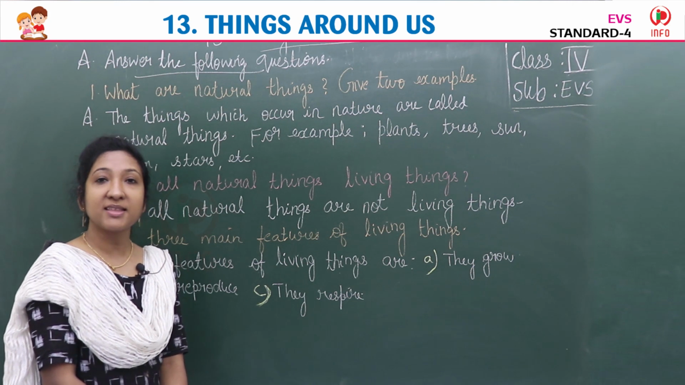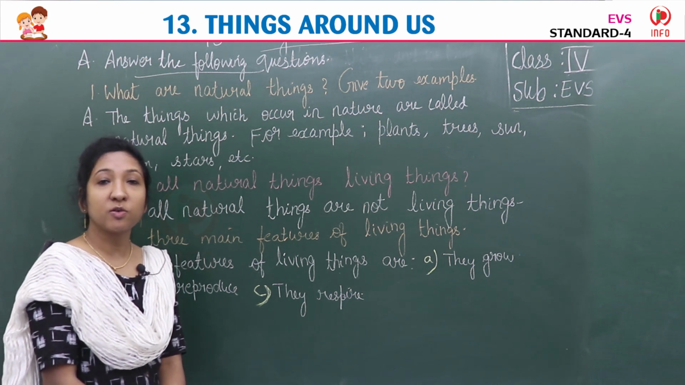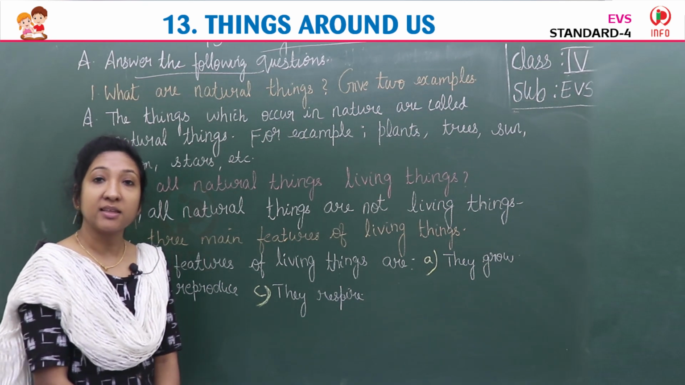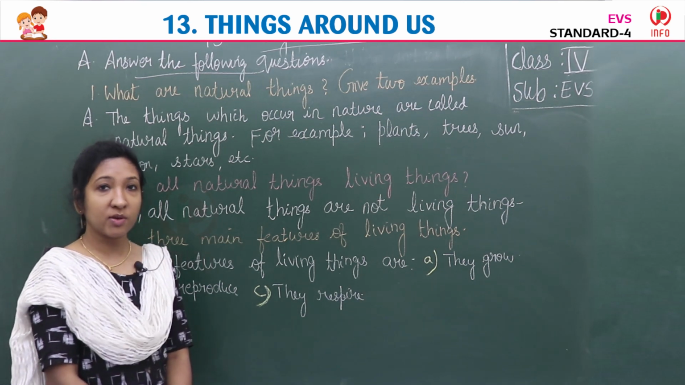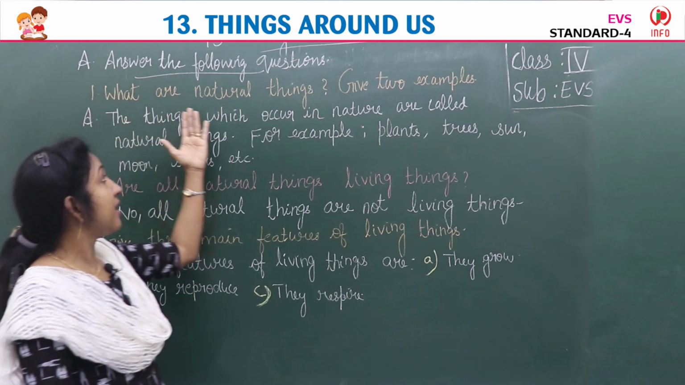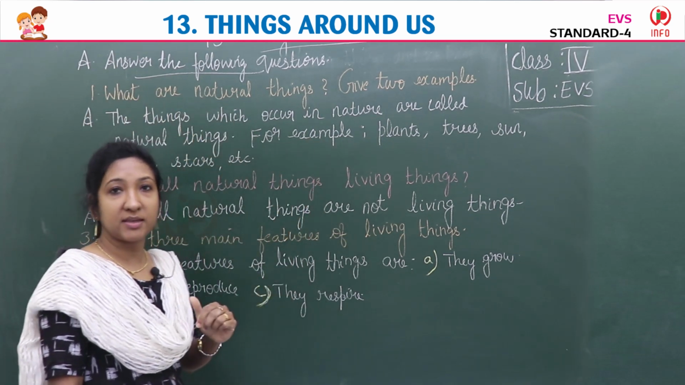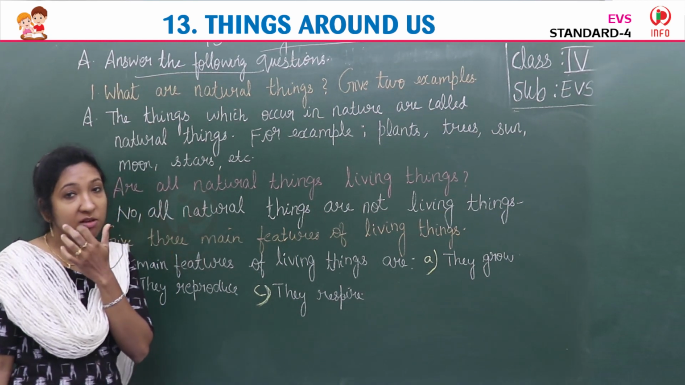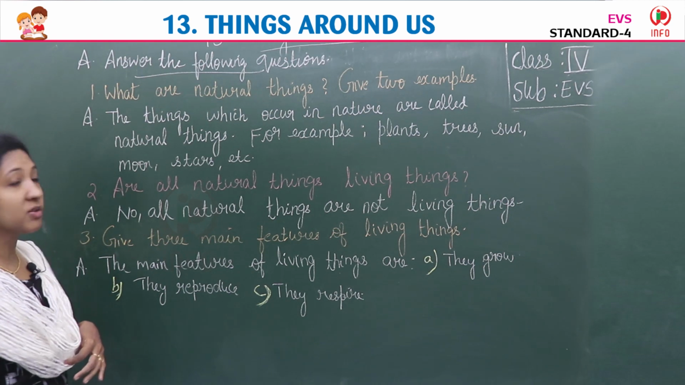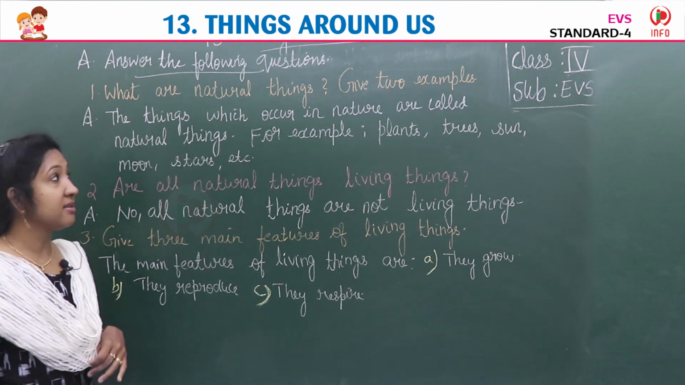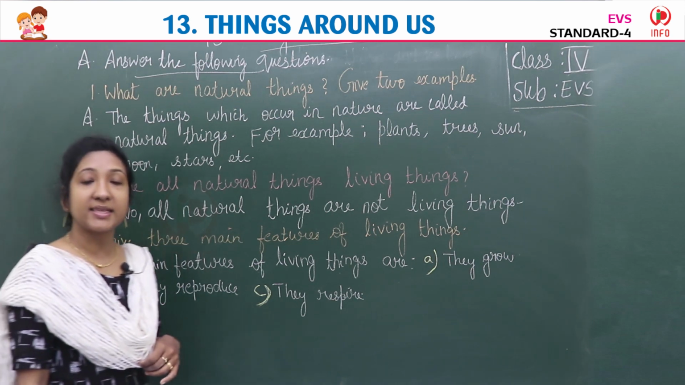Yes, children, it's our exercise time. We are in the exercise part of lesson 13, Things Around Us. The first exercise, Exercise A, is: answer the following questions. The first question, can you read the first question, children? Yes, which is the first question? What are natural things? Give two examples.